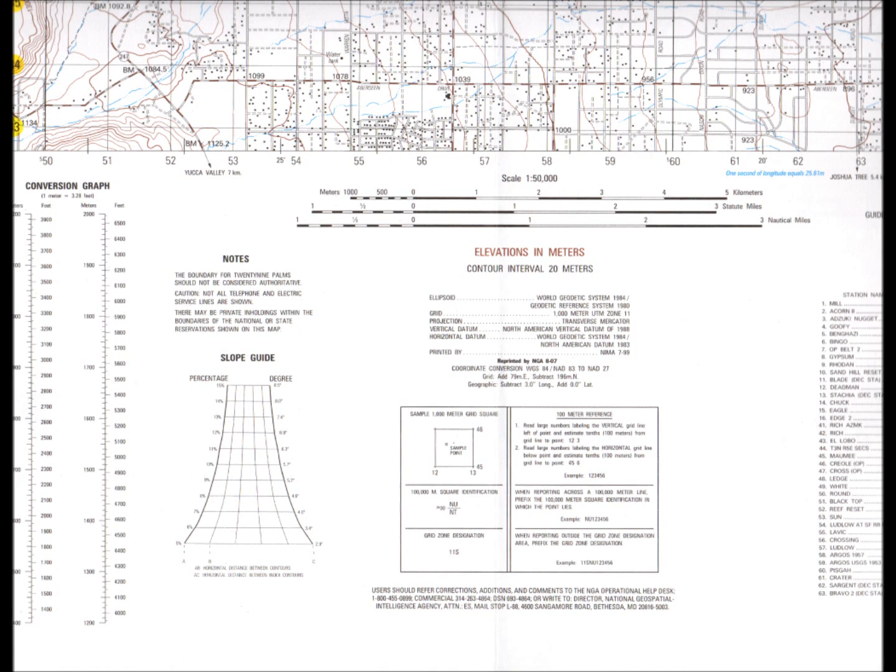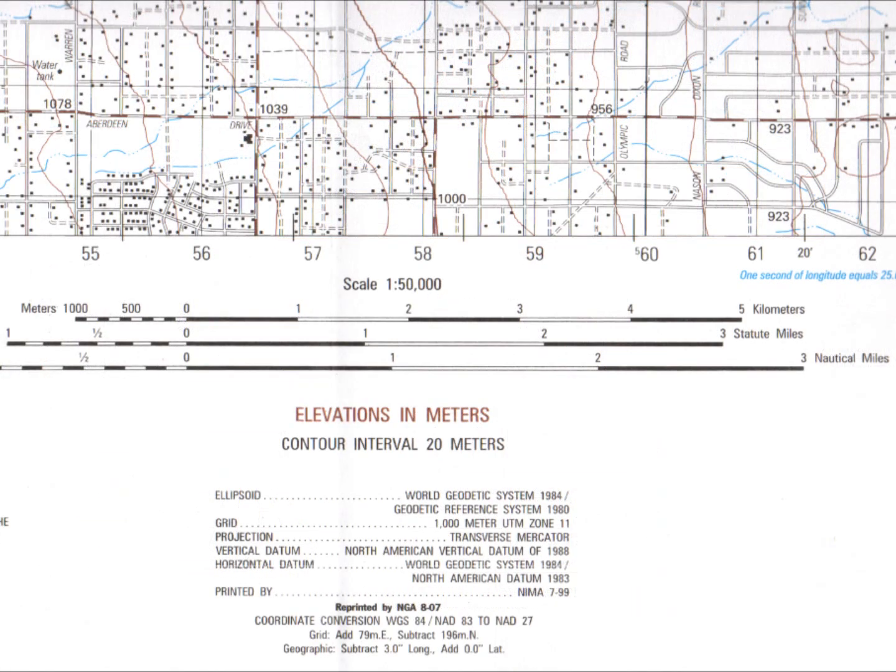Next, we have bar scales. Bar scales are located in the center of the lower margin. They are rulers used to convert map distance to ground distance. Maps have 3 or more bar scales, each in a different unit of measure. Since we're talking about land navigation, nautical miles we're not really going to use.